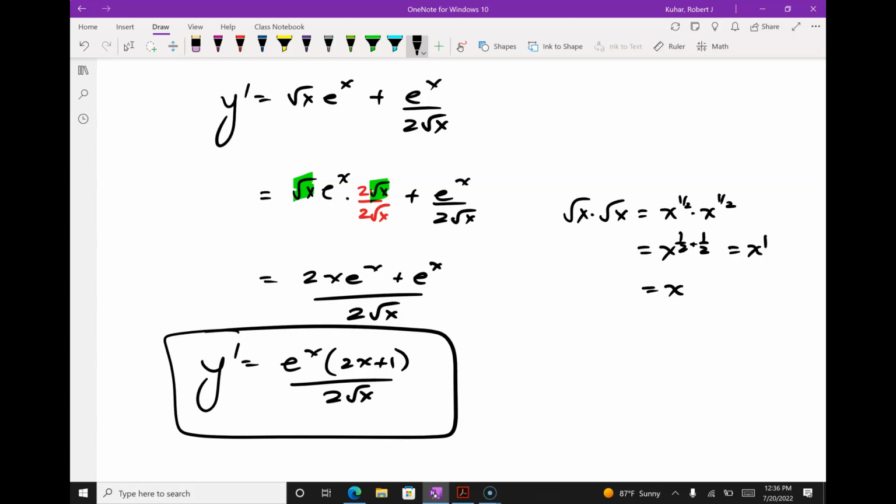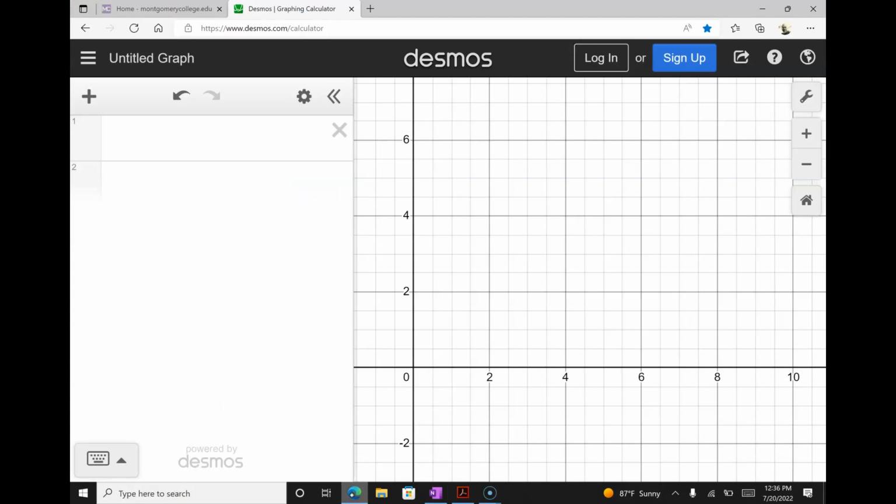Let's do a tangent line there. So Desmos. Yes, sure. Sorry about that.